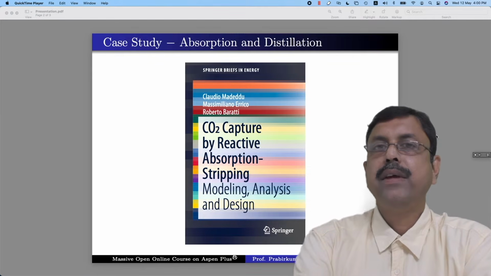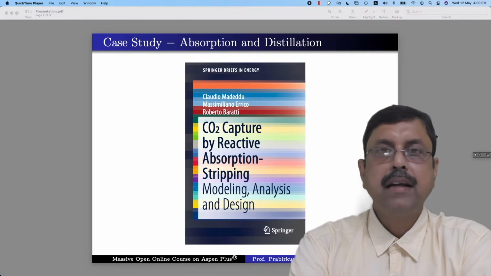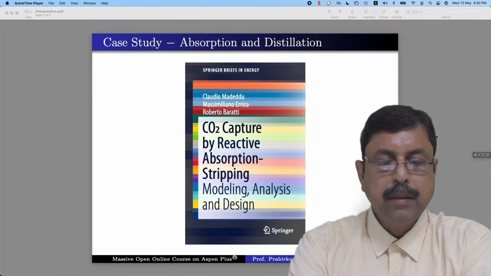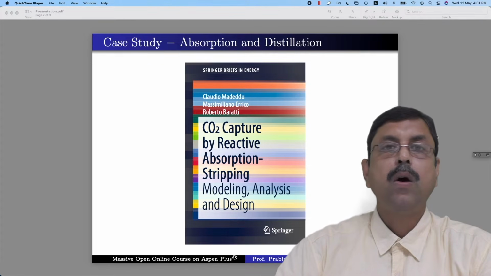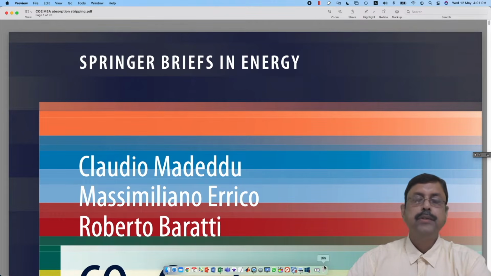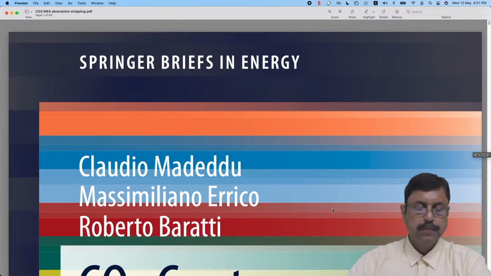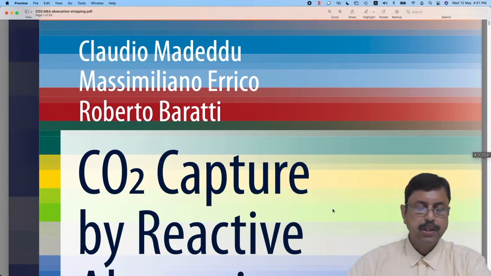Unlike in the previous weeks, I do not have any problem statement drafted. Rather, I will use the problem statements used in this particular book, which has all the necessary information for our case study. So this is the book that I was talking about. It's published by Springer Briefs in Energy.